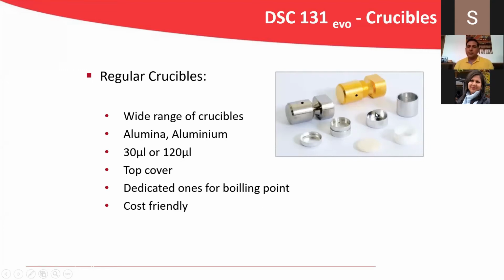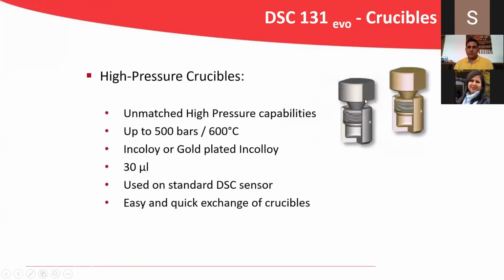If you have a very high pressure sample, then you have to use the high pressure crucibles, which can be up to 30 microliters in volume. So these are the high pressure crucibles. Let's say you want to test a propellant or rocket fuel, where practically you need very high pressure. This can go up to a pressure of 500 bars. So these high pressure crucibles need to be used in those cases only.